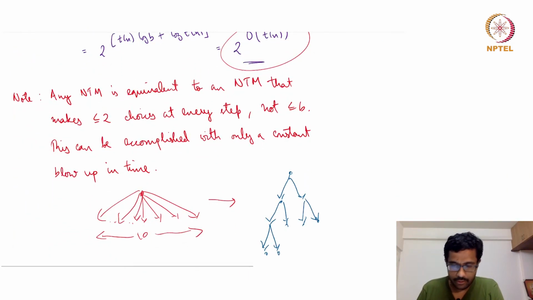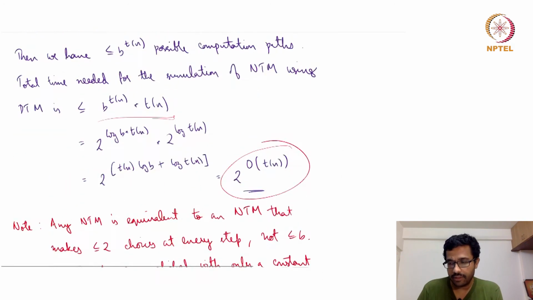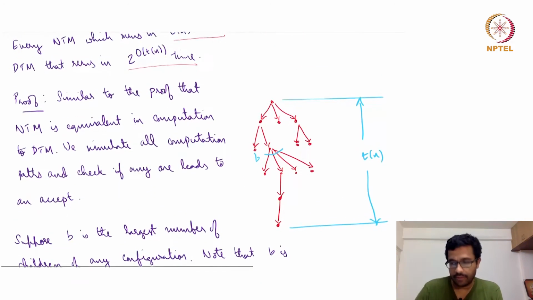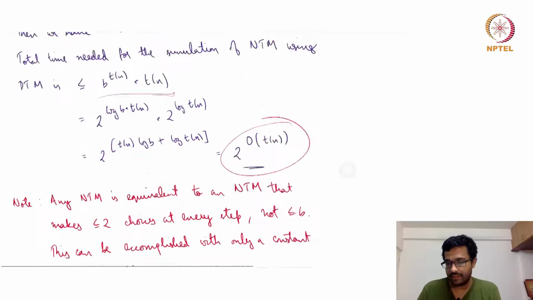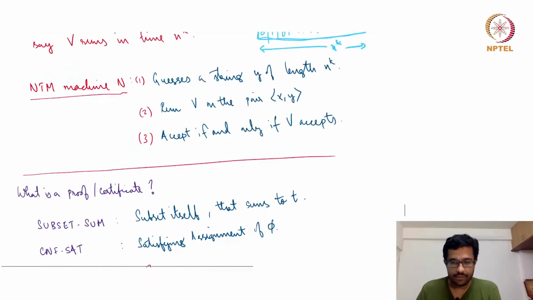And this part you can just read when I share the notes. All it's saying is that if the branching factor is large, we can replace it with a subtree of branching factor at most 2, at the expense of the number of levels in the tree. You can just have a look. And that's it for this lecture.